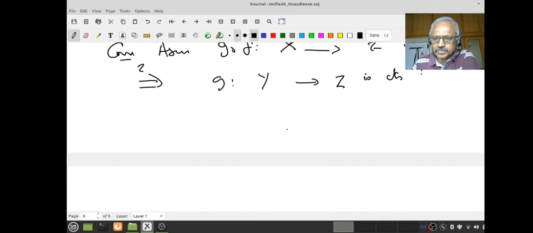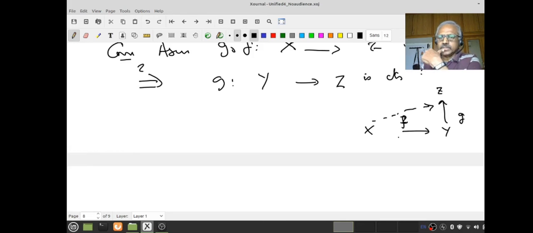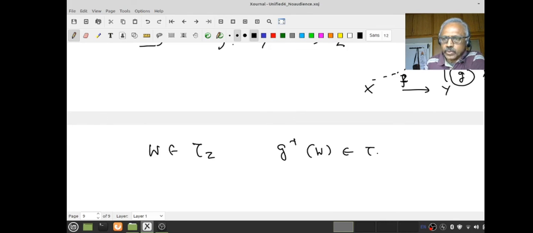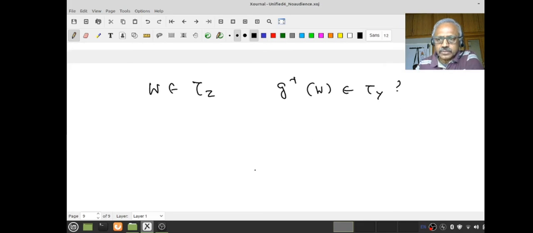Maybe I should draw the picture again. This is my X to Y, this is my map F, and from Y to Z I have the map G. What I know is that this composite is continuous. I want to know whether this map is continuous. So the question is continuity of this. To check the continuity, what should I do? Let W be in tau of Z, then I have to know whether G inverse of W is in tau of Y. But remember, we know what the largest topology is.